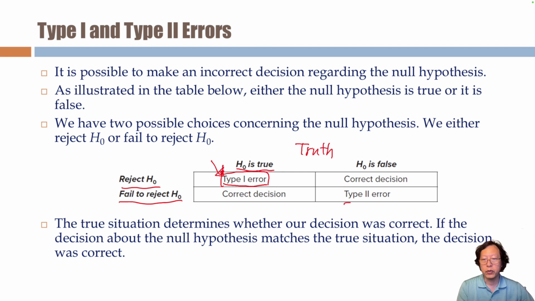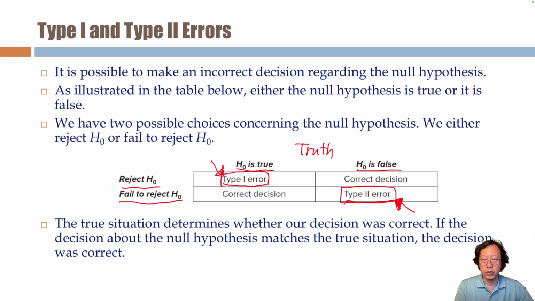And then type 2 error is the other case. Even though the null hypothesis is false, it's not true, which means we should be able to reject the null hypothesis, but somehow we cannot collect the evidence, so we fail to reject the null hypothesis. Again, this is the error. That's what we call the type 2 error.